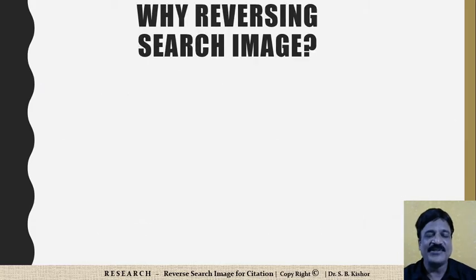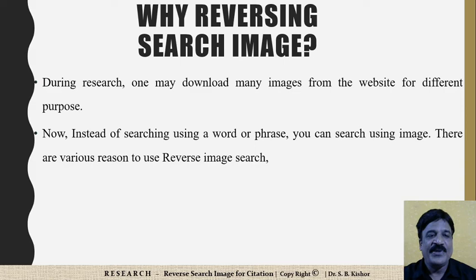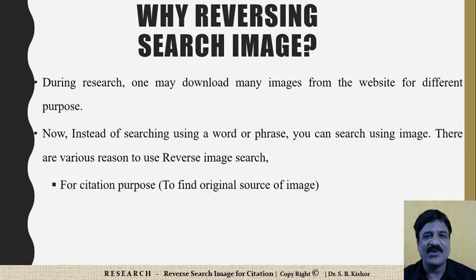Now, why reversing a search image? During research, one may download many images from different websites. Now, instead of searching using a word or phrase, you can search using an image. So there are various reasons to use a reverse search image. For citation purposes, it means to find out the original source of the image. It might be possible that when you downloaded it, you did not keep the information about the particular website. So using this technique, you are able to get the information about the web addresses from which location you downloaded an image.